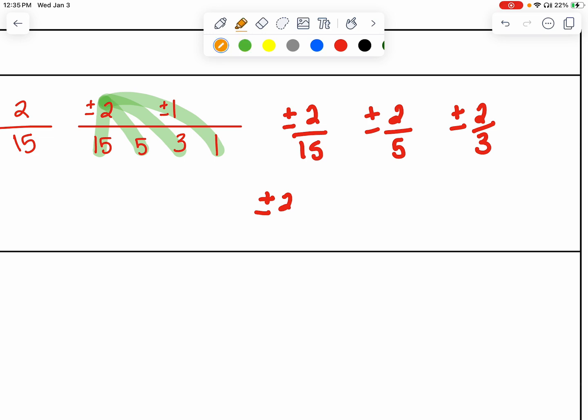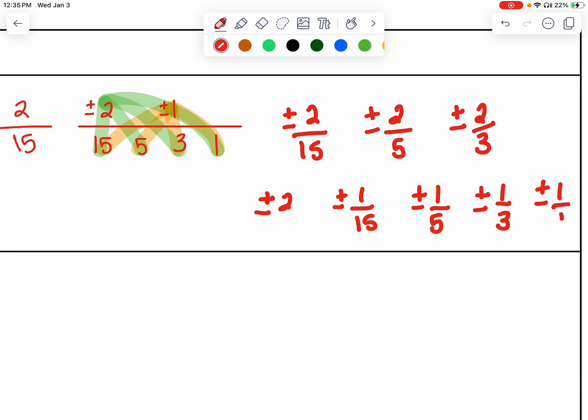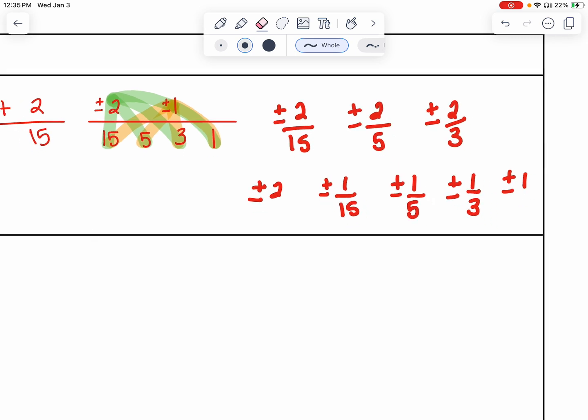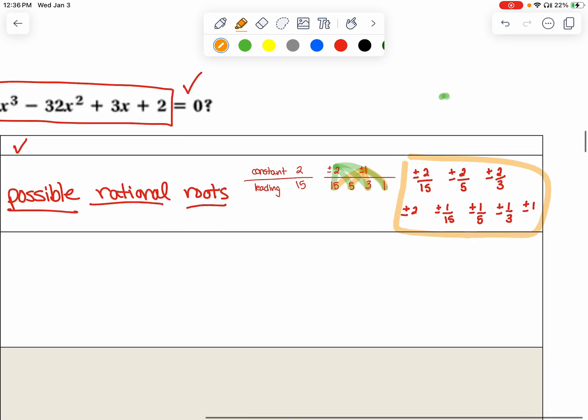And we need to try 1 over 15, 1 over 5, 1 over 3, and 1 over 1, positive and negative of each of those. Positive and negative 1 over 15, positive and negative 1 over 5, positive and negative 1 over 3, positive and negative 1 over 1, which is really just positive and negative 1. Okay, lots of things to test. So remember, these are just the list of possible ones. Any actual ones I'll put in the box below.